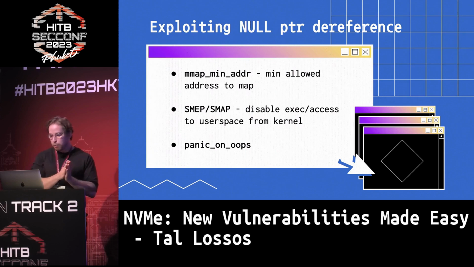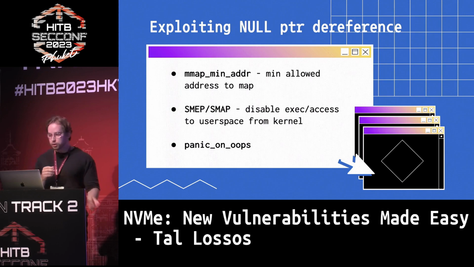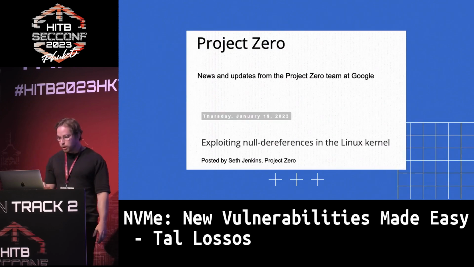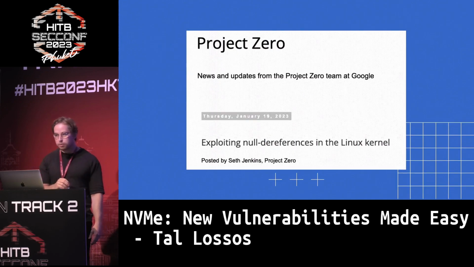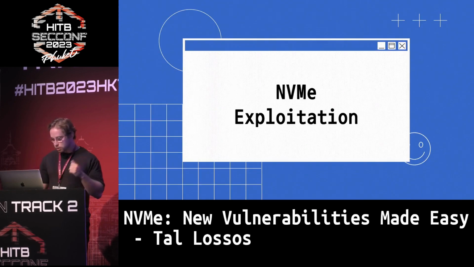But again, a lot of kernels come with panic_on_oops, which means if you reach bad execution or bad code, it will crash immediately, mostly in production servers. And if you want to read more about this, there's a very nice blog post by Project Zero, which explains how you can still exploit null-pointer references beyond a denial of service. Really good, right? So go check it out.